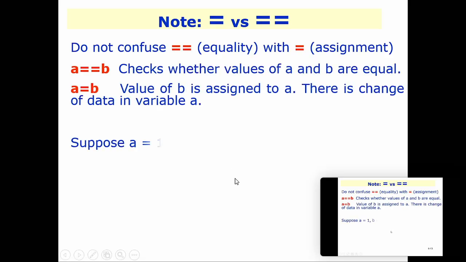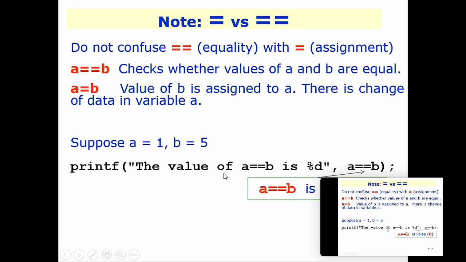Then I want to explain these two different signs, the equality operator and the assignment operator. If you have the equality operator, 2 equal signs, it returns 0 or 1 after evaluating whether the 2 operands are equal or not. But if you have the assignment operator, it assigns the value from B to A.